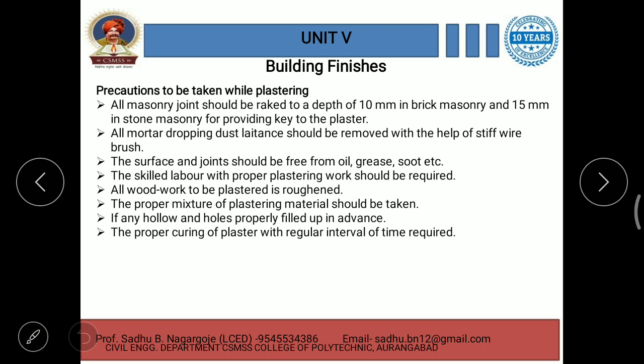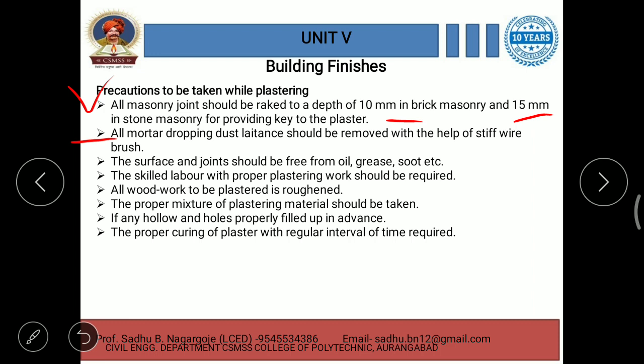Then precautions to be taken while plastering to avoid all these defects that we have studied. It is necessary to take some precautions while doing plastering. The first one is all masonry joints should be raked to a depth of 10 mm in brick masonry and 15 mm in case of stone masonry for providing key to the plaster.